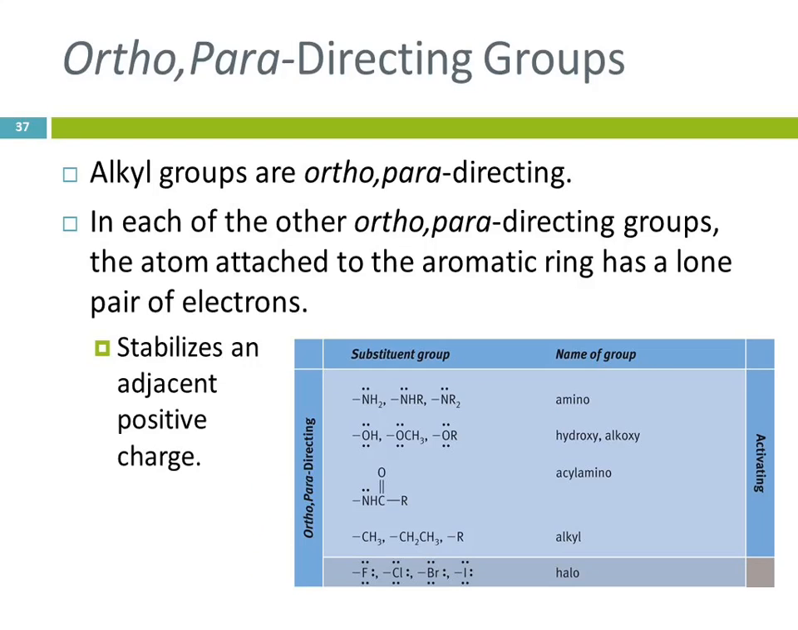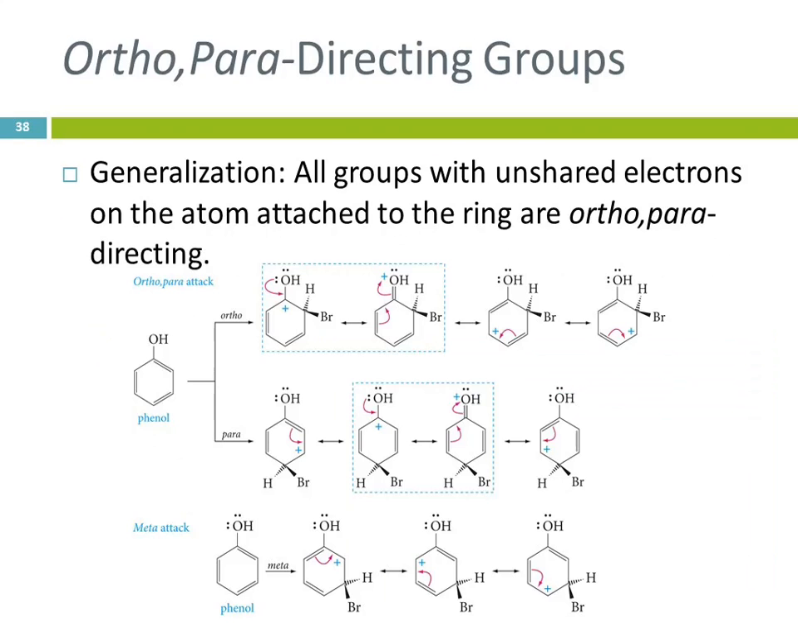These are the ortho-para directing groups. If we look at the others, here are the alkyl groups, but if we look at the other ones, what they have in common is that all of them have lone pairs of electrons on the atom that is bonded to the ring. You see that? This amino group has a lone pair, all of the variations of it. Hydroxyl groups, they've got lone pairs. The halo groups, they've all got lone pairs. These lone pairs help to stabilize a positive charge. So let's look at how that works.